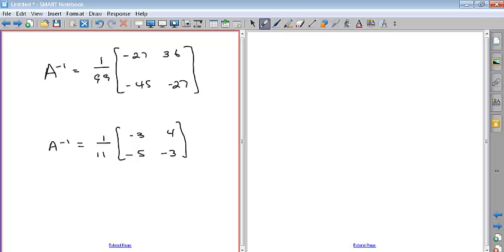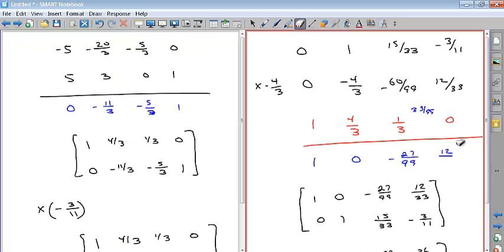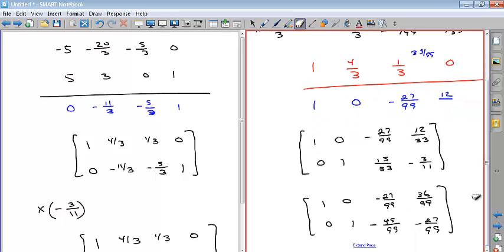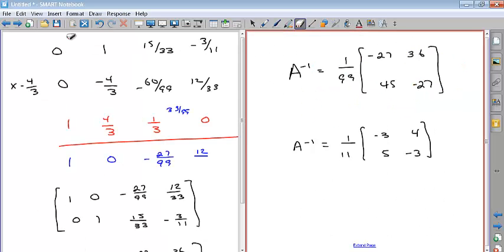I think I must have a sign wrong here somewhere. This must be plus 45. Let's go back. Did I write something down wrong here? Oh, yeah. When I multiplied by 3, I put a negative sign there, so this should be plus 45, plus 5. Okay, so that's what the calculator gave me. So that's good. Now that's not the actual solution yet.